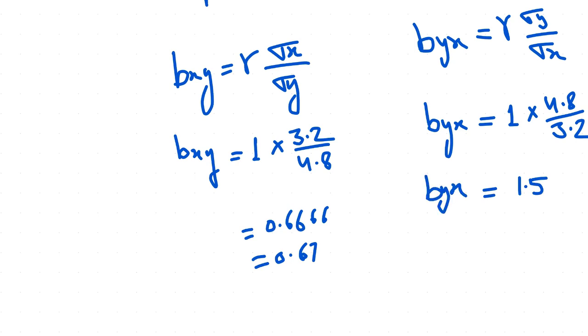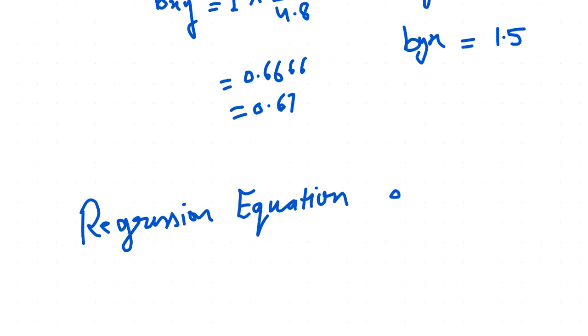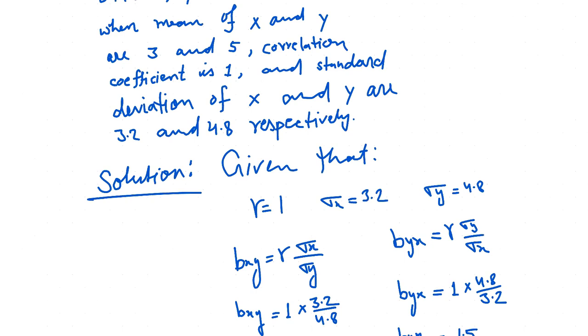Now the regression equation of Y on x is y minus y bar. And they have also given us the mean of both x and y, 3 and 5. So x bar is 3 and y bar is 5.